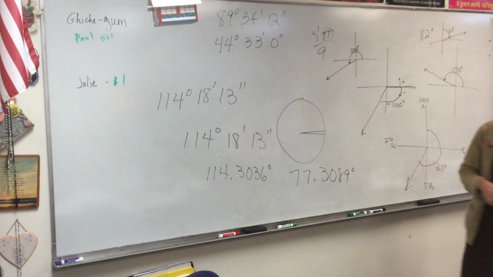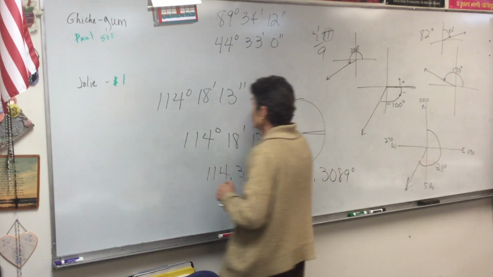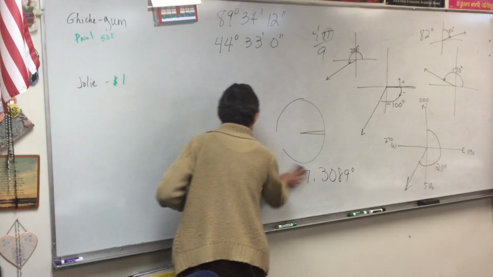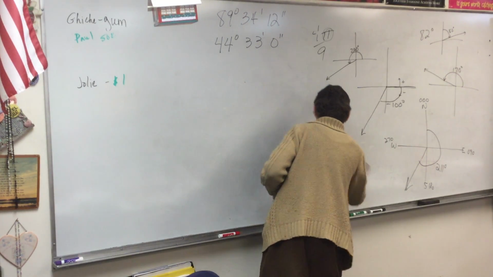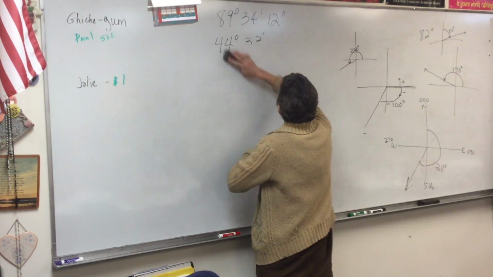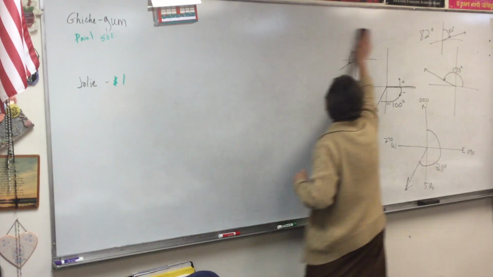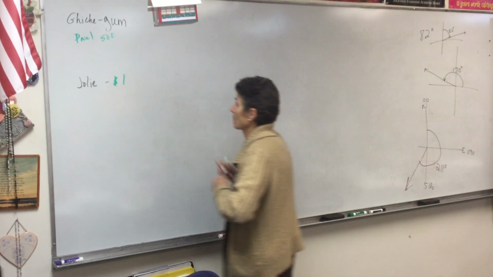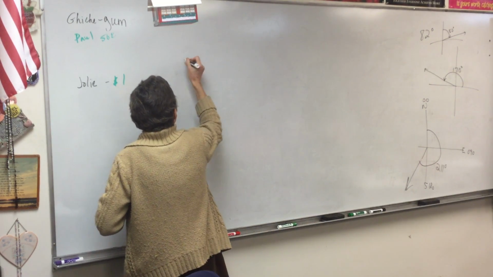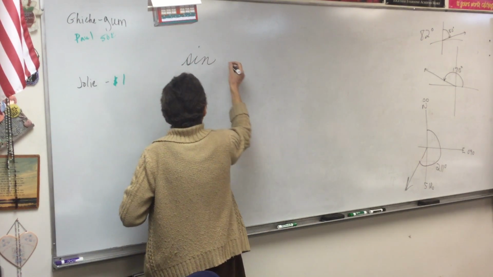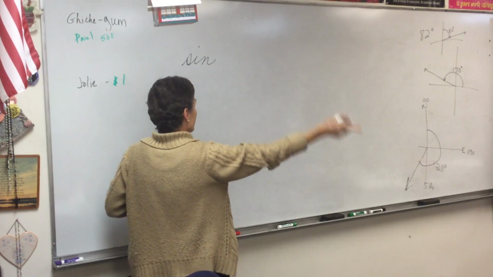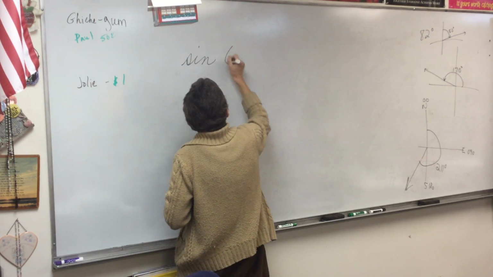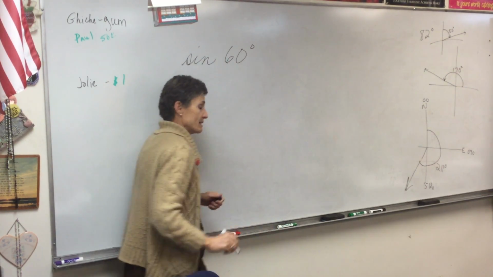All right, so what are we doing? What kind of problems are we going to do with those memorized things? Well, with no calculator, we are going to find the sine of 60 degrees.